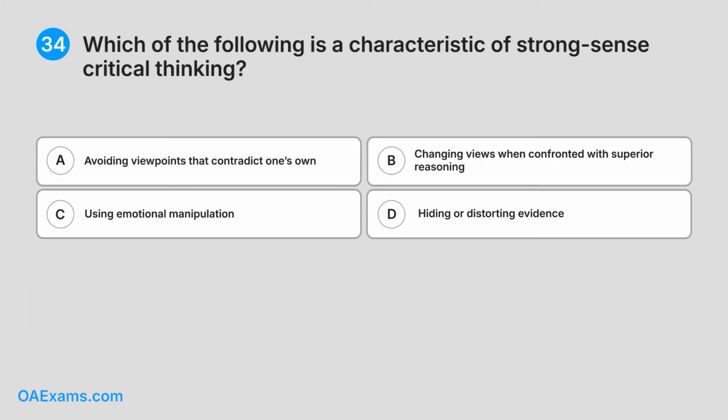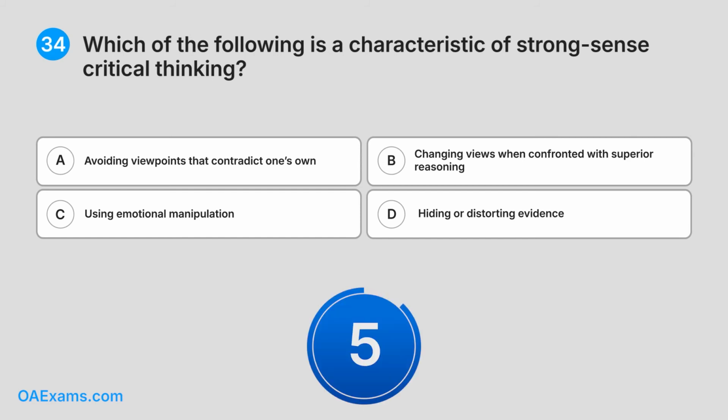Which of the following is a characteristic of strong sense critical thinking? A. Avoiding viewpoints that contradict one's own. B. Changing views when confronted with superior reasoning. C. Using emotional manipulation. D. Hiding or distorting evidence. Do you know the answer?